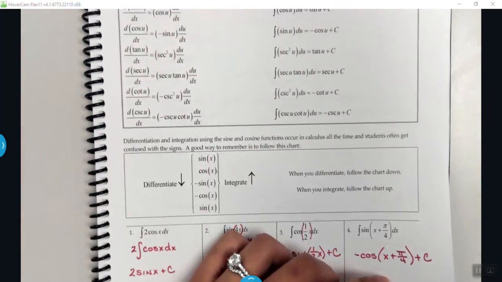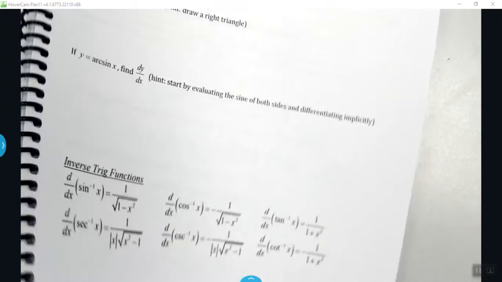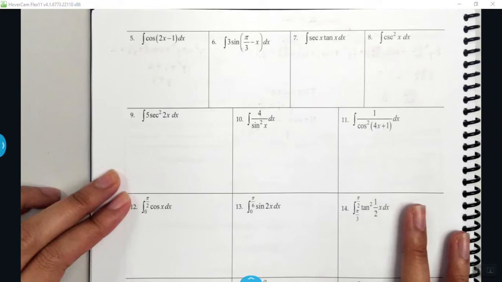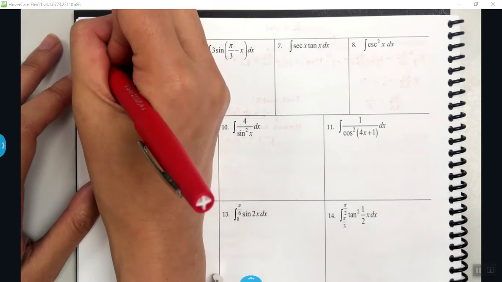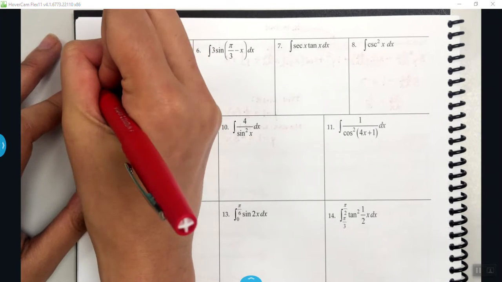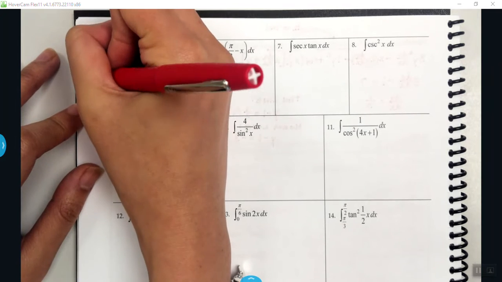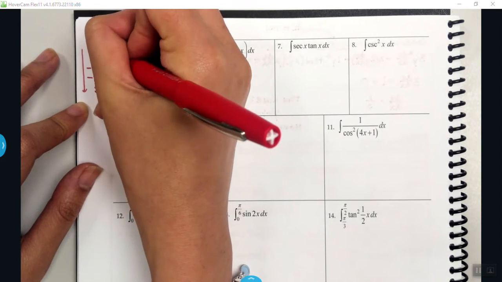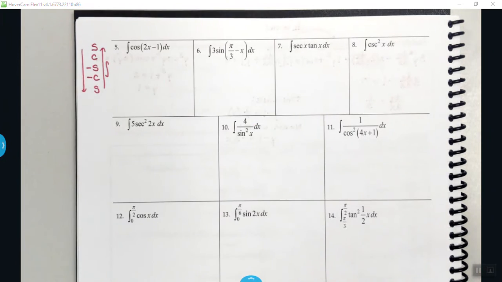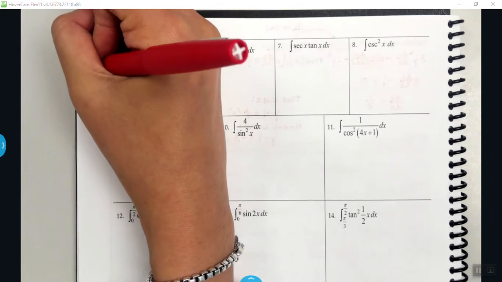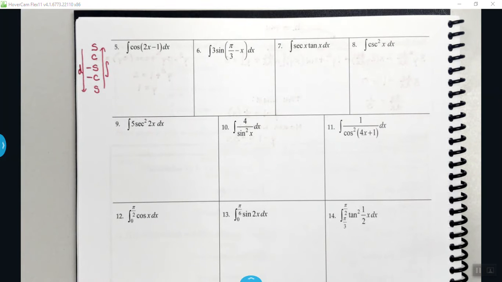We have to memorize the integrating. Yeah. So if you want, just write it on the side here as you're doing this. Go s, c, negative s, negative c, s. And then when you want the derivative, you go down. If you want to integrate, you go up. Right? So this is derivative on this side, integral on the other side.